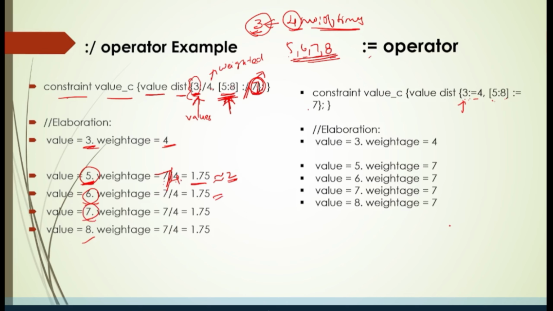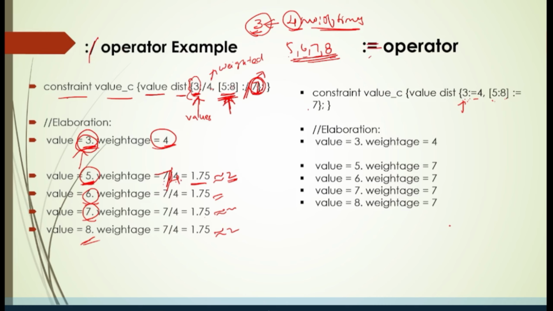The probability that you can expect 7 is also for 2 times. Similarly 8 is also for 2 times. But here, if you see, the probability that you could expect 3 is for 4 number of times. You can expect 3 for 4 times. Okay, so that is the thing for slash.